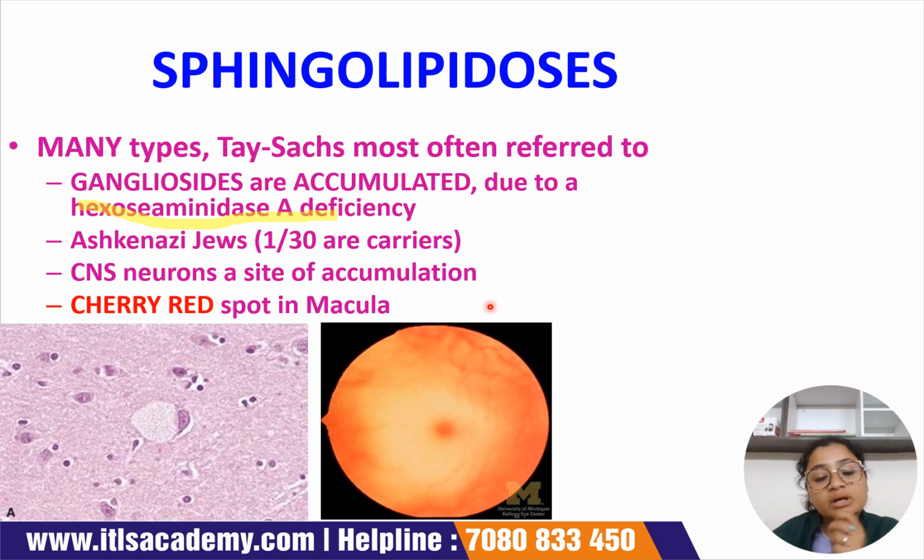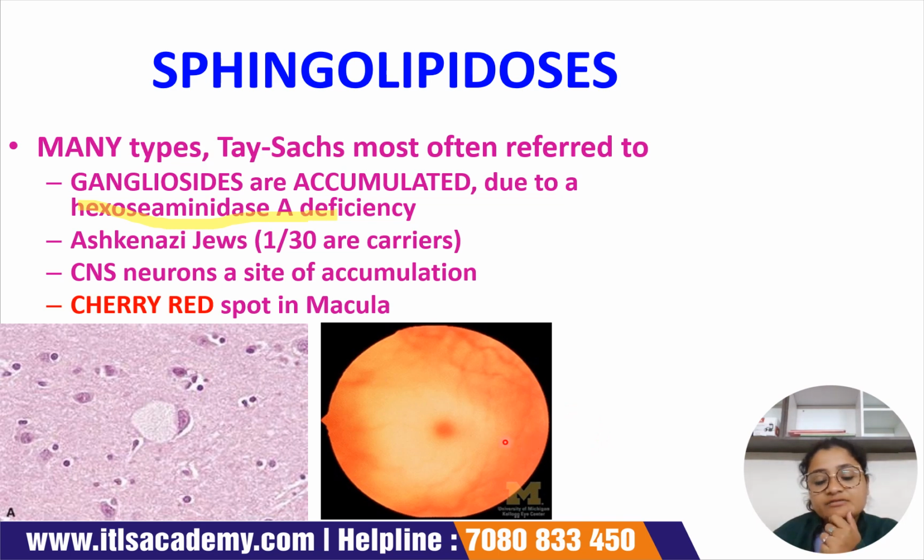Means if you look into the neurons of the CNS, the central nervous system, which includes the brain and the spinal cord, then you will see that these sphingolipidosis or gangliosides are getting accumulated. And how will you be able to understand that? You will be able to understand that by a cherry red spot in the macula.